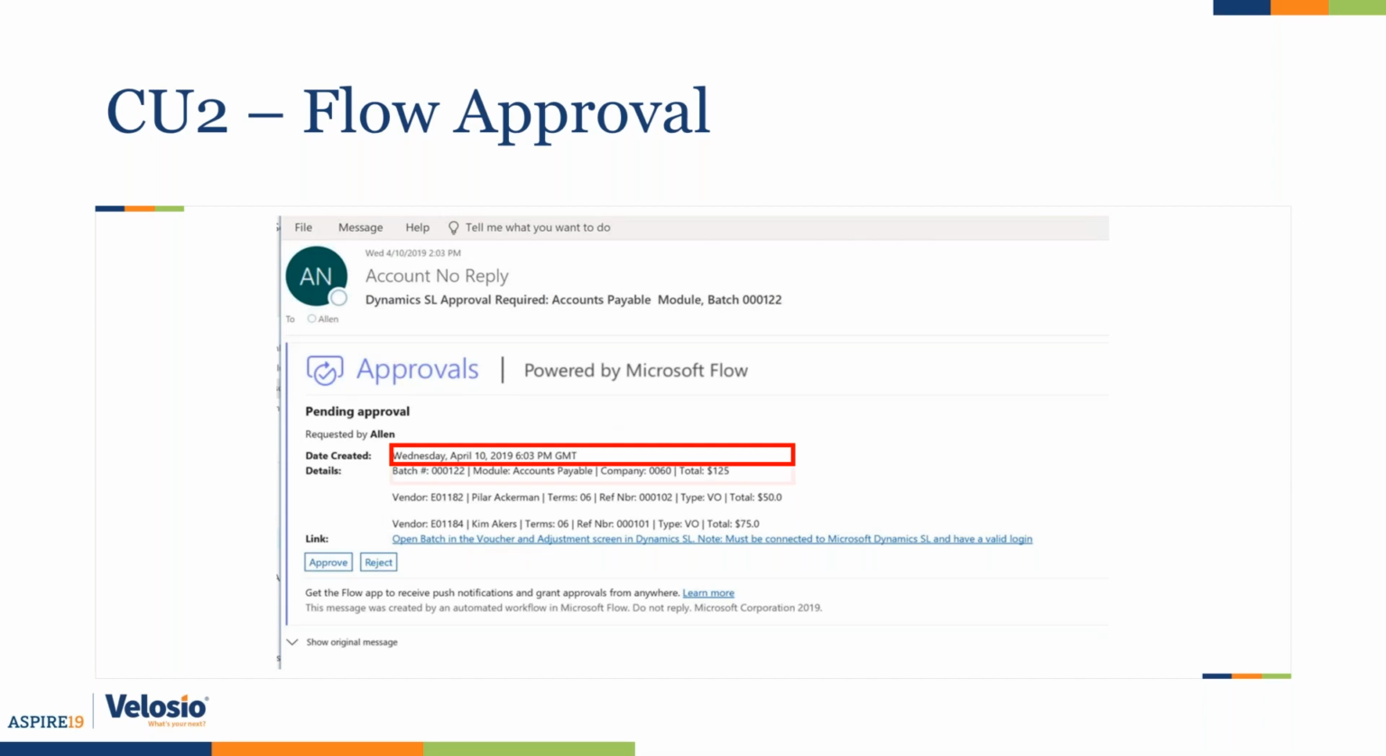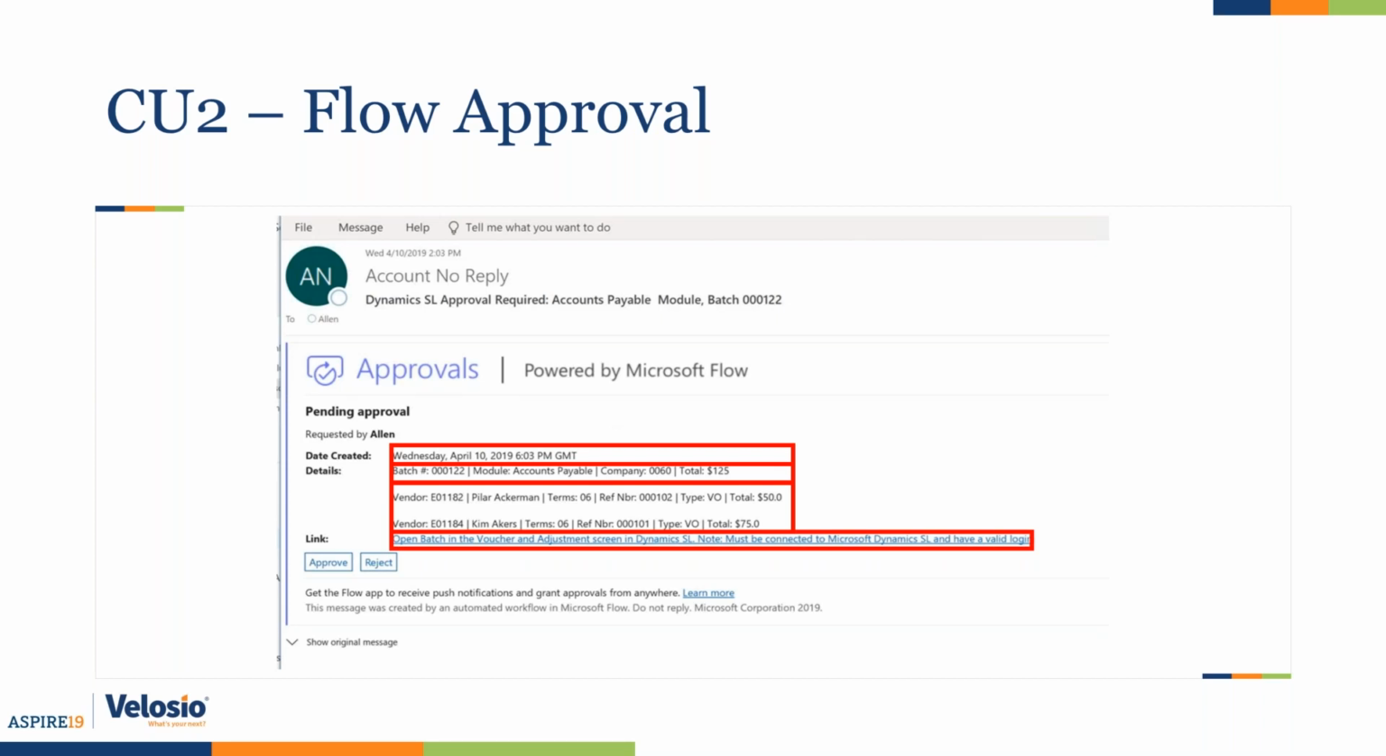So it's telling me when it was created. It's giving me the batch information. This is an accounts payable batch. The total amount is $125, and inside there are 2 documents. One's for 50, one's for 75. Here are the vendors. If I happen to be on a machine that's connected to our Dynamics SL system, then I can click on the link and it will open up Dynamics SL. We can actually view the actual entry.